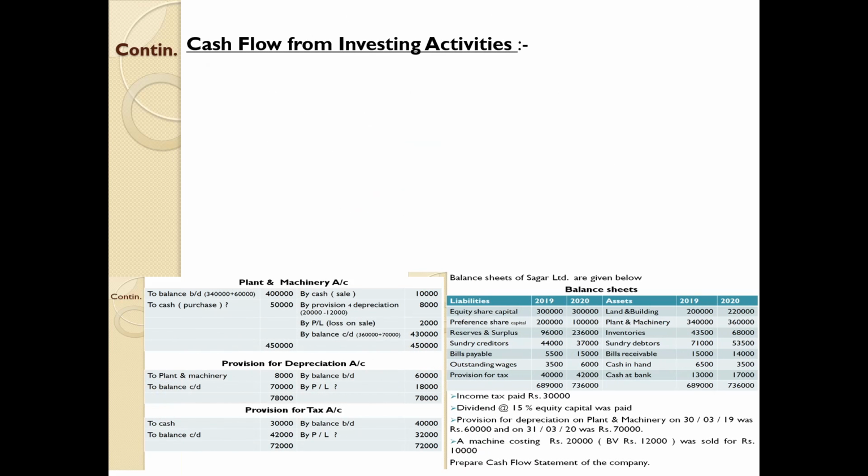investing activity. As I have discussed earlier, investing mainly concentrates on purchase and sale of fixed assets. For that, you just go through the accounts that you have prepared, mainly the fixed asset items. Here the plant and machinery account is prepared. In that there is a purchase and sale.